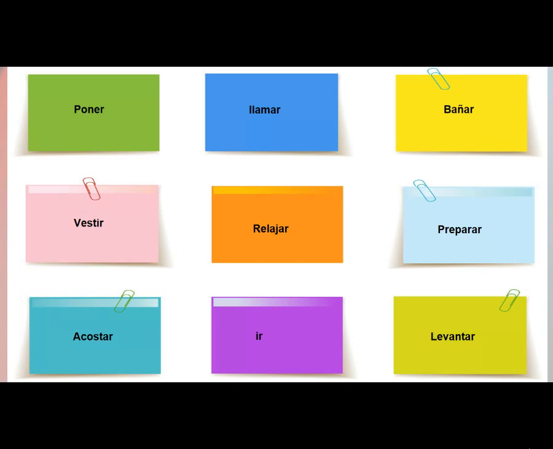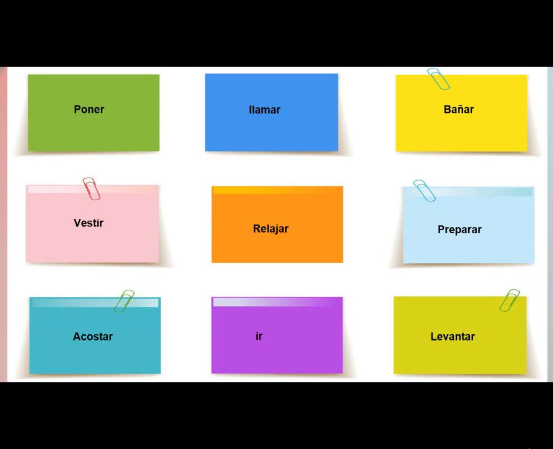All right, so here are a few verbs that you will need to know. And I'm going to have you guys refer back to your reflexive verb list with this module. You have verbs like poner, llamar, bañar, vestir, relajar, preparar, acostar, ir, and levantar. And what you should notice here is that there's a mixture of different types of verbs here.